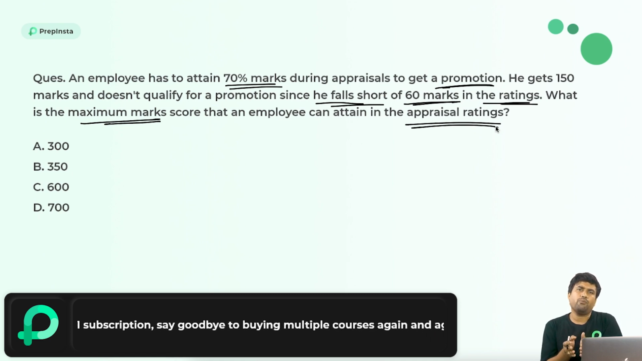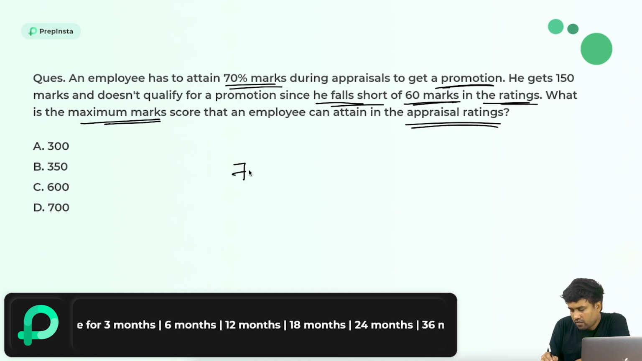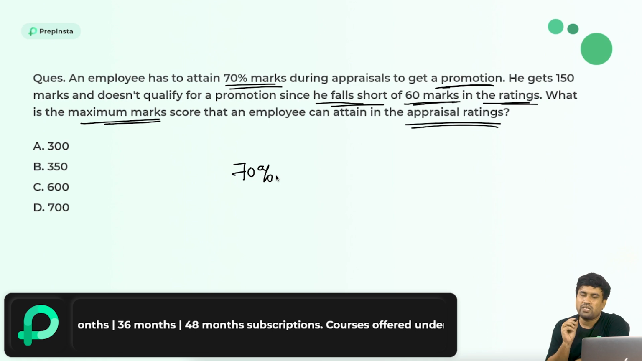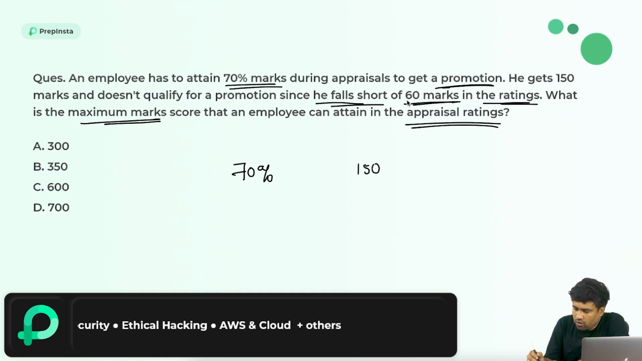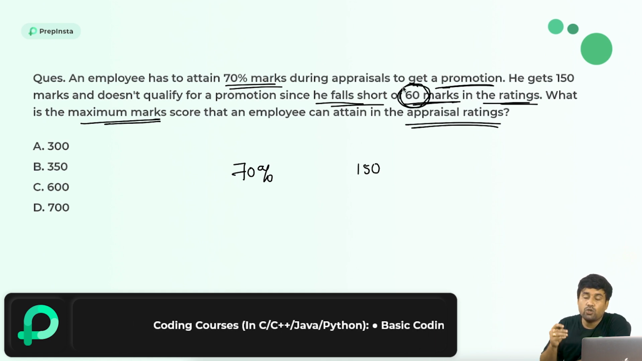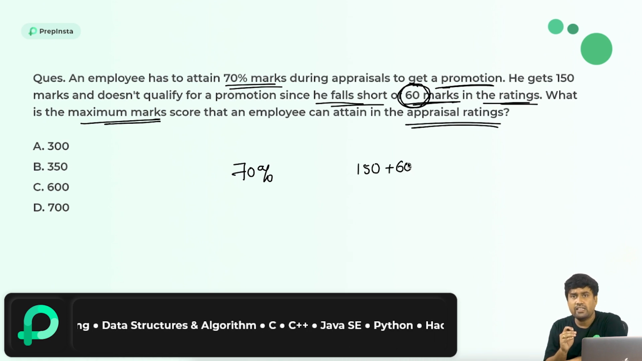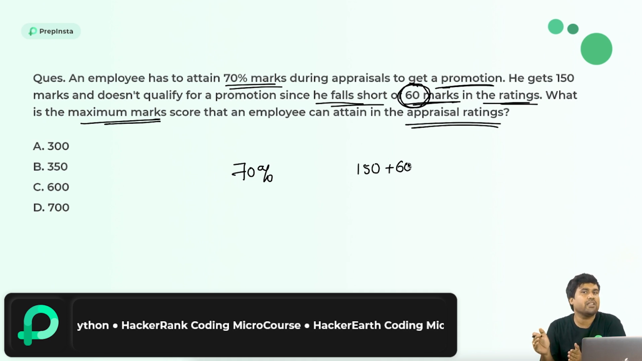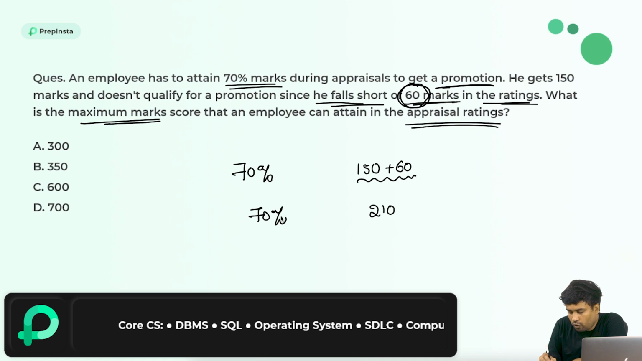Simple logical way of approach will easily solve these type of problems. Just look at here. In order to get the appraisal, we need to score 70% of the examination or appraisal test, right? And he already scored 150 marks and failed to get because he's short of 60 marks. So if he also gets those 60 marks, he's got enough marks to get the appraisal, right? So this 210 marks, 150 plus 60, will be the cutoff of the appraisal.